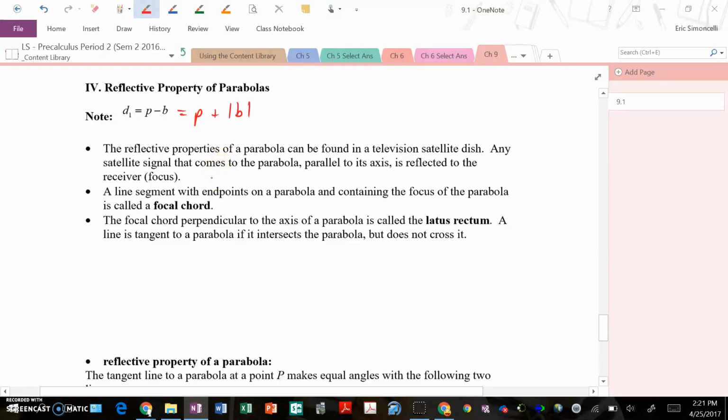The reflective properties of a parabola can be found in a television satellite dish, for example. Any satellite signal that comes to the parabola parallel to its axis is reflected to the receiver, which is at the focus. It has to be. Otherwise, you don't get a signal.